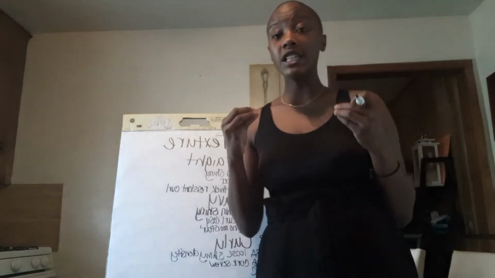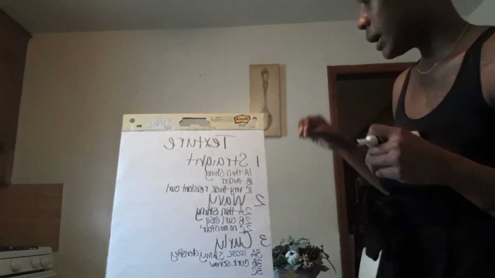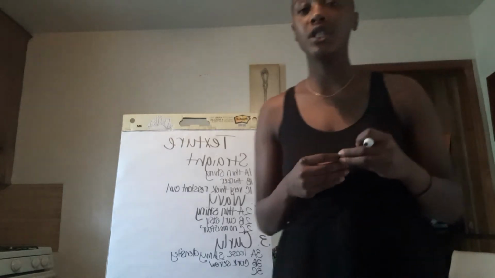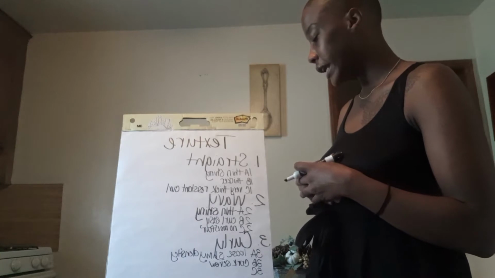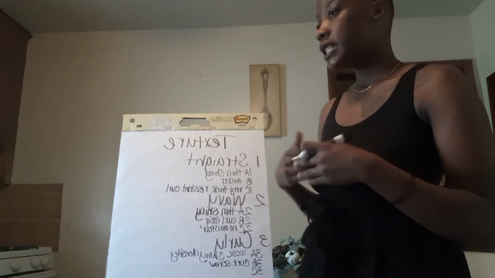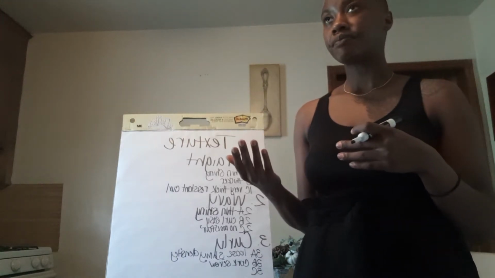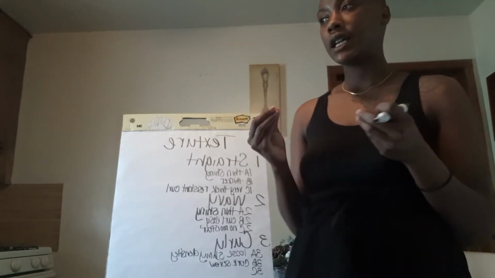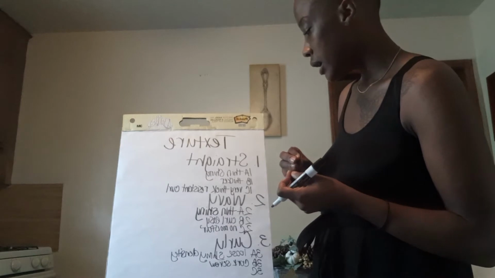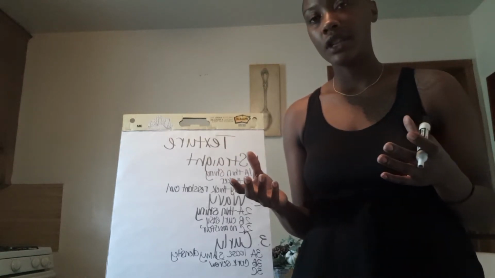Type 3C, it's very curly, but it's not quite coarse. Like it would be, how do I explain it? 3C would be a very tiny curl, but not coarse, if that makes sense.